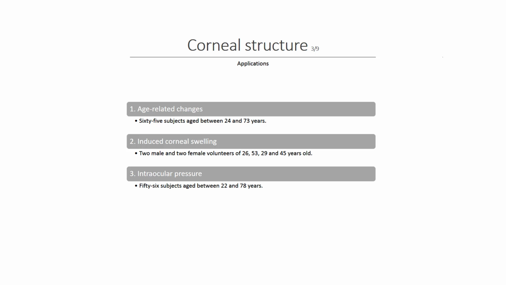Based on this methodology, we performed 3 major studies. In the first one, we studied the effects of aging on corneal structure. For that, we collected and analyzed the data of 65 subjects aged between 24 and 73 years. In the second study, we analyzed the role of corneal swelling on the cornea, using the data of 4 subjects. Lastly, we studied the effects of intraocular pressure on the cornea, using for that a new data set of 56 subjects aged between 22 and 78 years.